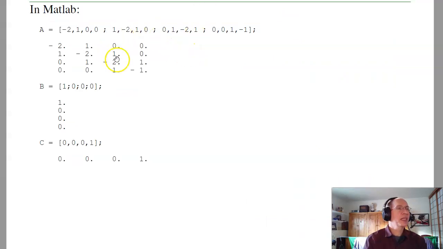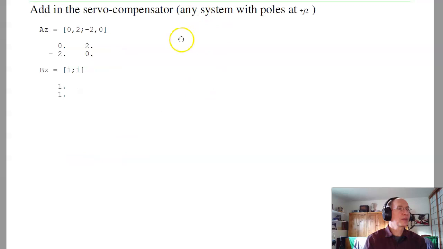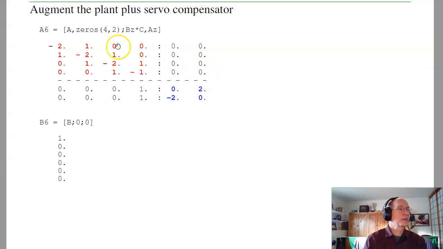In MATLAB, the way you do that is input the plant. Here's your A, B, and C matrix. I'll add the servo compensator. This has poles at plus minus j2, and it's controllable. I'll now create the augmented system. Here's your A, a 4 by 2 zeros matrix, BZ times C, and AZ. So there's your augmented plant.